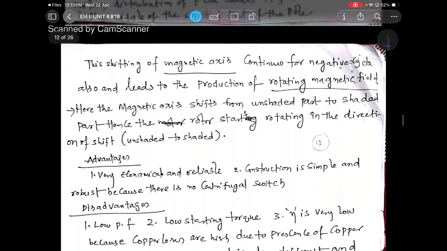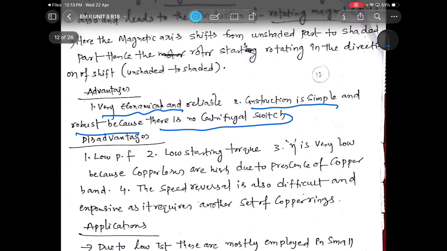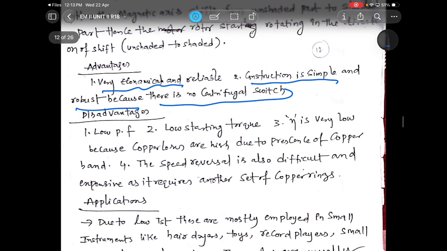What are the advantages here? It is economical and reliable. Construction is simple and robust. It can work even in difficult conditions. And there is no centrifugal switch like in the split phase. In split phase, we have a centrifugal switch, and even if there is damage, there will be a problem. But here we don't have that. No moving parts here.